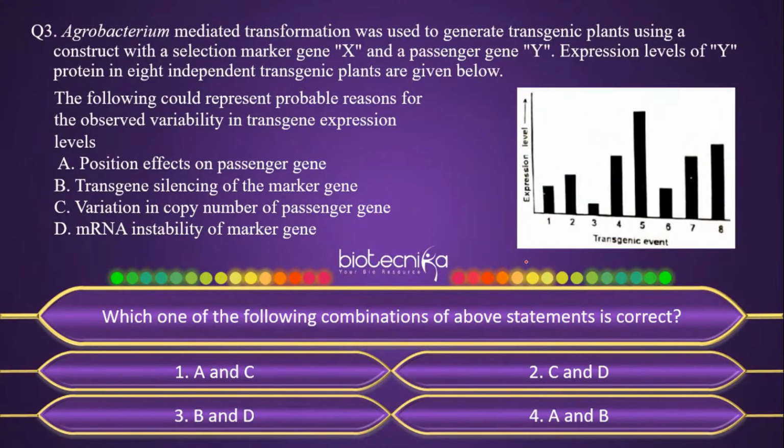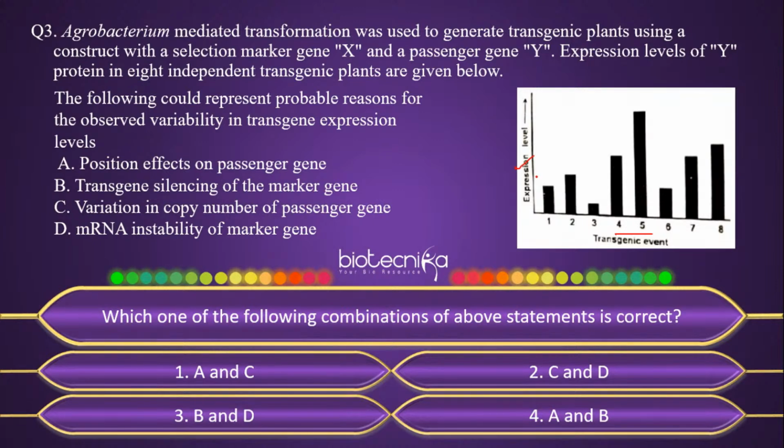So this is question number 3. Please go through it. Now you can see it's a graph-based question. Agrobacterium-mediated transformation was used to generate transgenic plants using a construct with a selection marker gene X and a passenger gene Y. Expression levels of Y protein in 8 independent transgenic plants are given below. So these are the 8 transgenic plants, and their expression level of the gene Y is given on the y-axis.